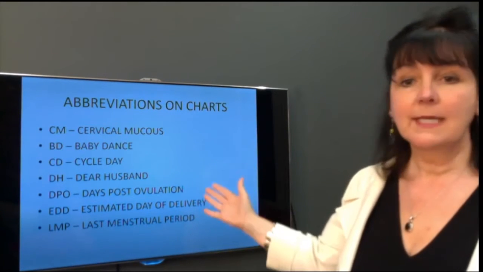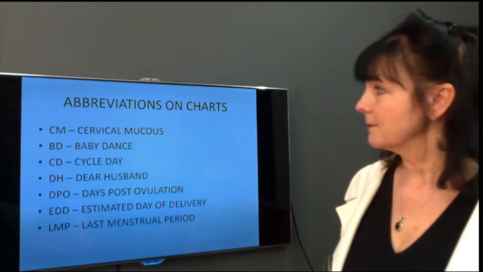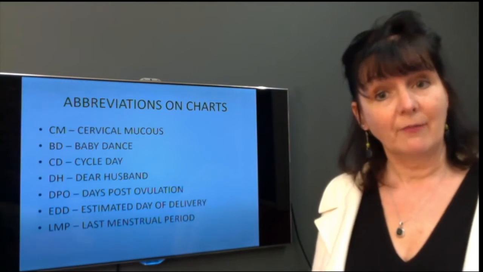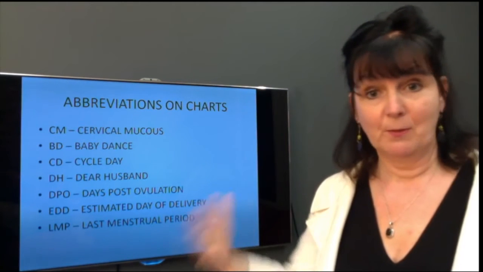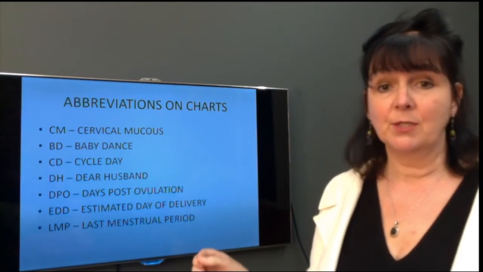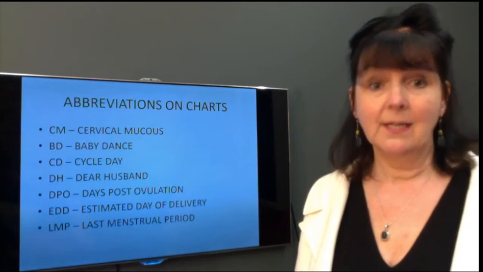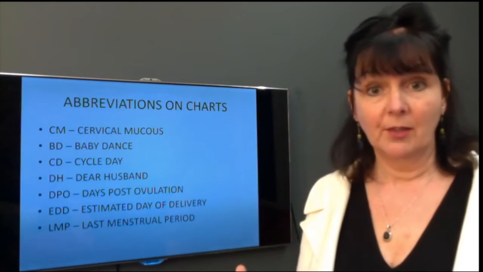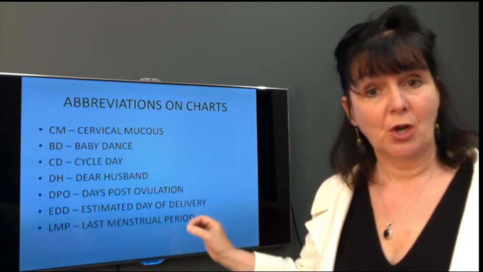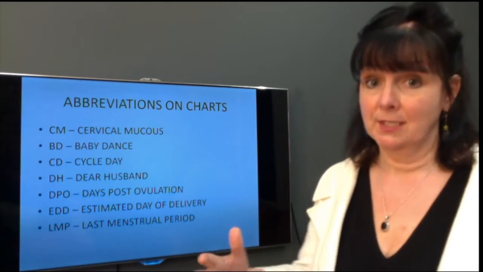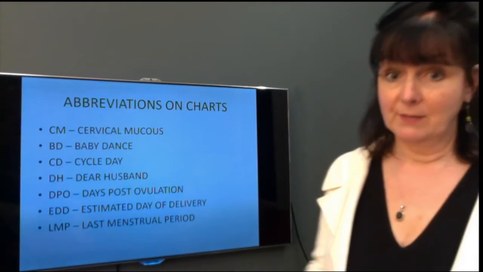abbreviations that you might see. So CM, clear enough, cervical mucus. BD stands for baby dance. It's a rather lovely way of saying that they've had sex or made love, and that's key because actually quite often clients forget that they have to have sex, or they'll have sex once a month, and if they're noting that on their chart, you can monitor that very discreetly and then suggest to them that they might need to have sex at the right time.